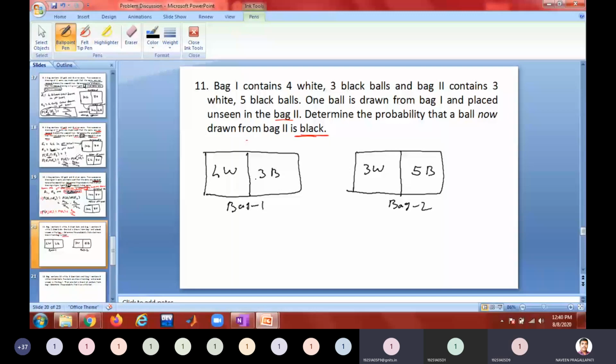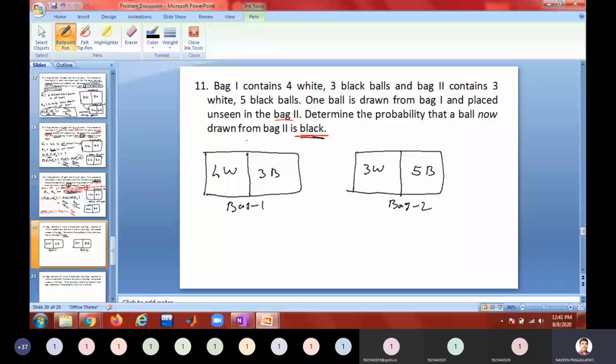Okay. So when I take a ball from bag 1, it may be white or black. If white is taken, then the number of white balls in bag 2 will increase. If I have taken a black ball from bag 1, the number of black balls in bag 2 increases. Therefore, if I want to take a black ball in the second trial from bag 2, that depends upon whether the first ball drawn is white or black. Therefore, are these two events dependent or independent events? Event E1 is drawing a ball from bag 1. Event E2 is drawing a ball from bag 2, right? They are dependent events. Okay.